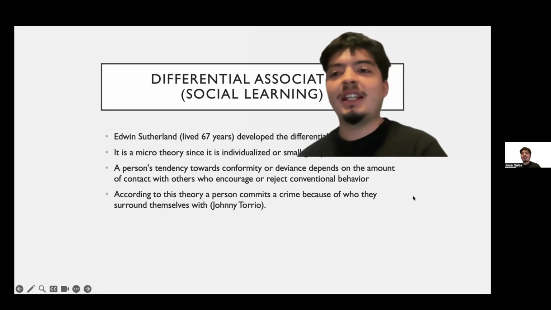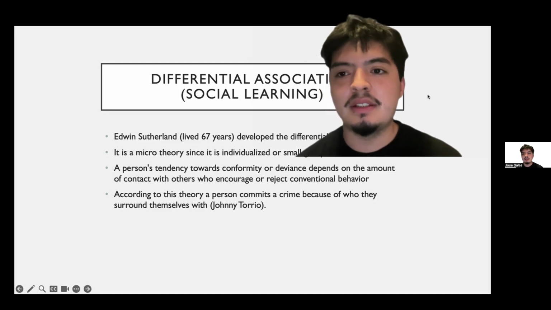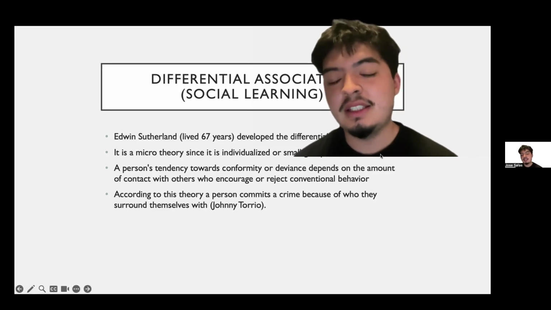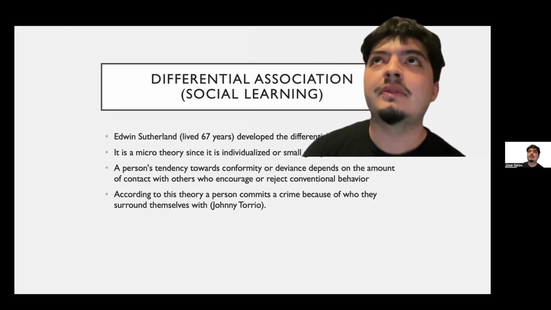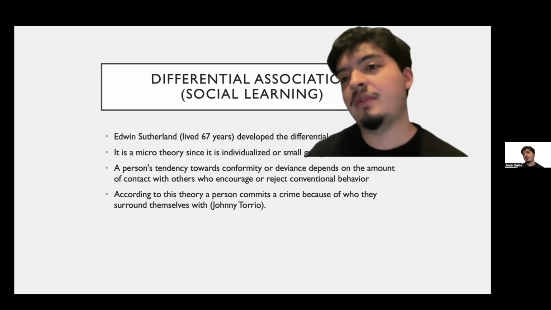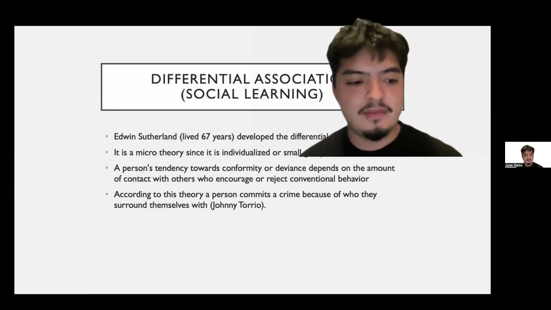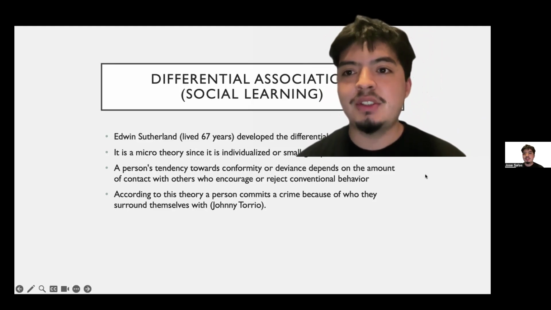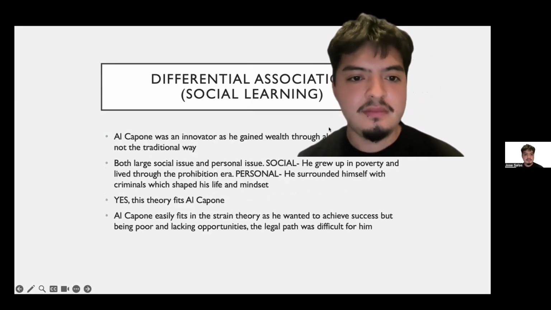So a lot of people are saying, if he wouldn't have met Johnny Torrio, would he have still been this gangster that is big and well known? Although I will say he had already surrounded himself with certain criminals at a young age. So he was already a criminal, a gangster, whatever, before he met Johnny Torrio. But it just made it a lot bigger and expanded it once he met Johnny Torrio.